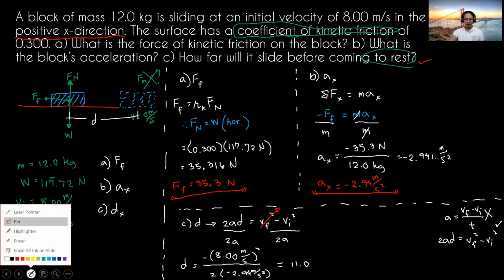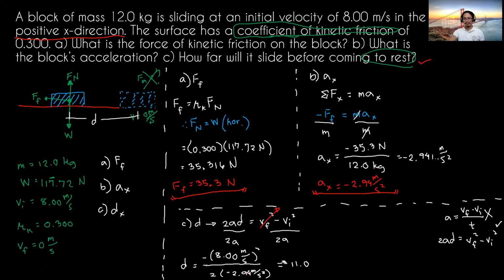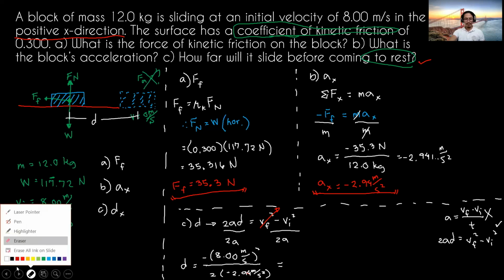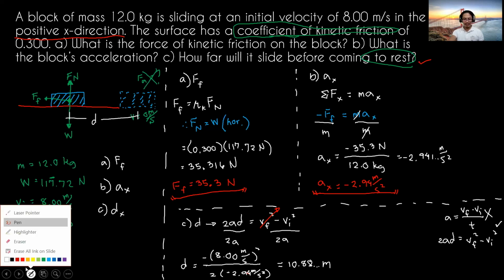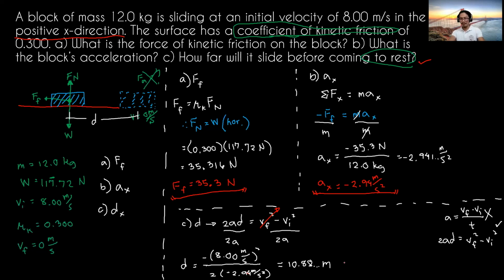And that will give us... You can actually know if your answer is wrong or correct if you follow the rules of significant figures. So it will give us 10.88 and so on meters. Remember the number of significant figures, we only need 3 significant figures. So this should be 10.9 meters.